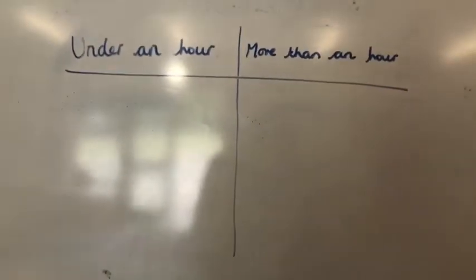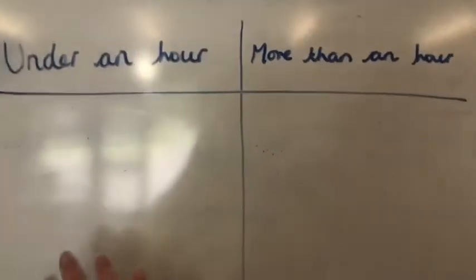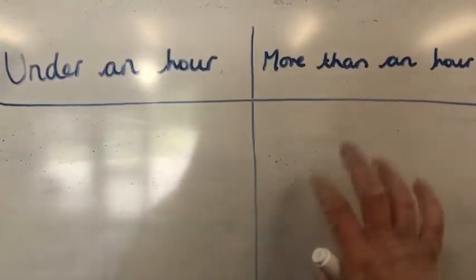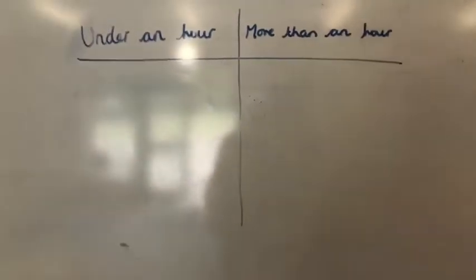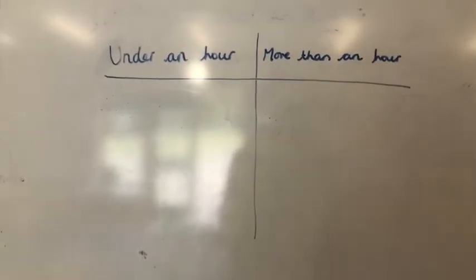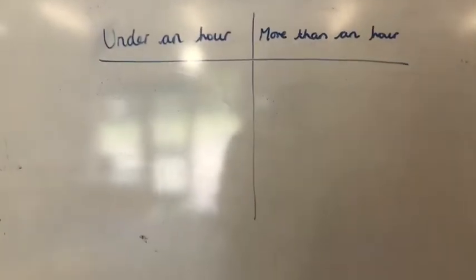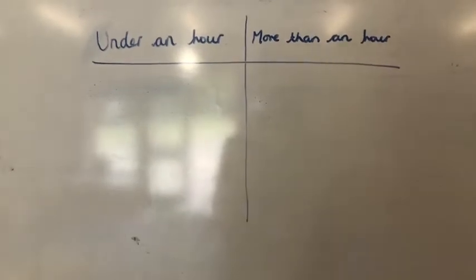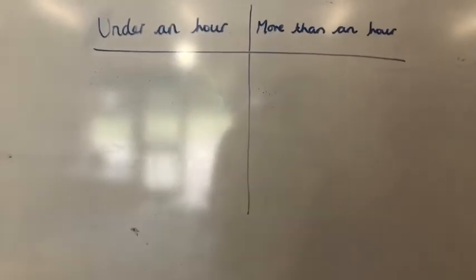And then what I want you guys to work out is activities that you do that take under an hour and activities that you're doing that take more than an hour, okay? Because if we remember how many minutes are in an hour, 60. There are 60 minutes in an hour, okay? So that is a long amount of time we've been saying.